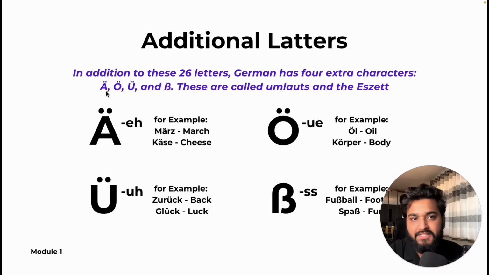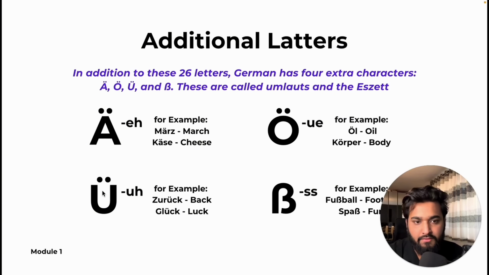But the pronunciation is a bit different. You don't say A, you say Ä. You don't say O, you say Ö. You don't say U, you say Ü. For example, you would say März, Käse. März means March in English, and Käse means cheese.